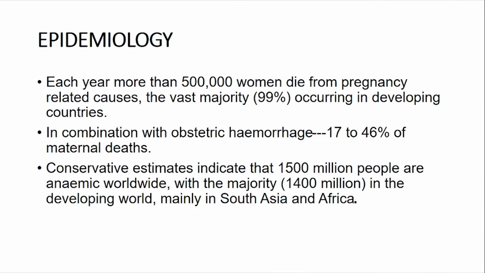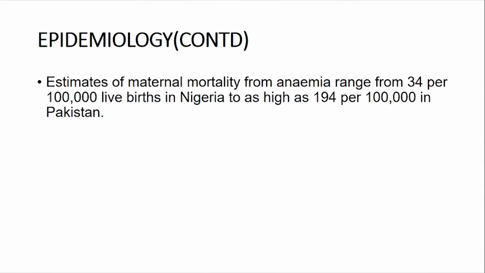Each year, more than 500,000 women die of pregnancy-related causes, the vast majority, about 99%, occurring in the developing countries. And anemia in combination with obstetric hemorrhage has contributed about 17 to 46% of maternal deaths. Conservative estimates indicate that 1.5 million people are anemic worldwide, with the majority, about 1.4 million, in the developing world, mainly in Southern Asia and Africa.